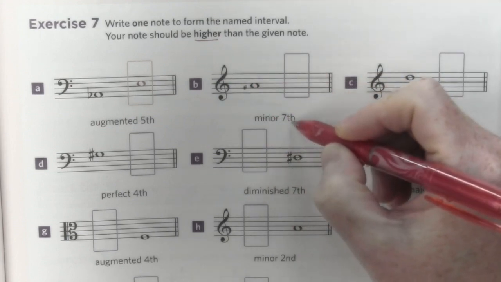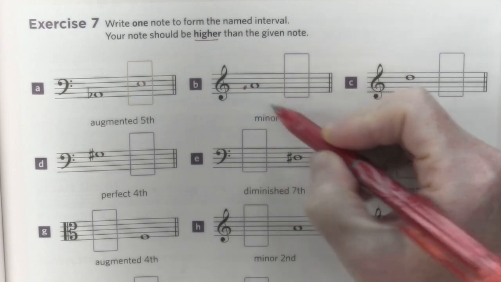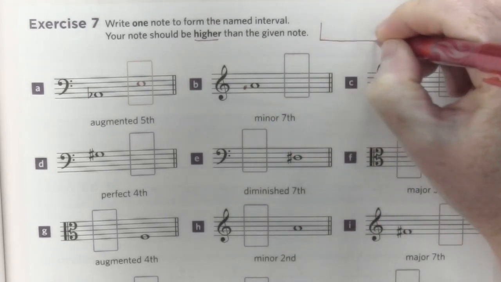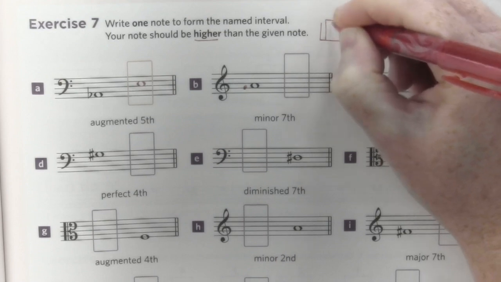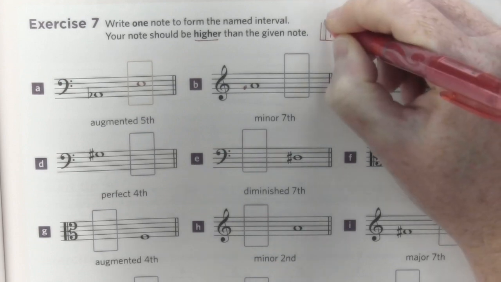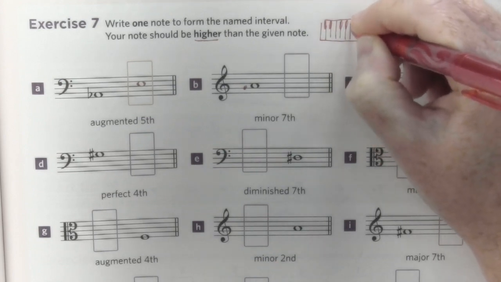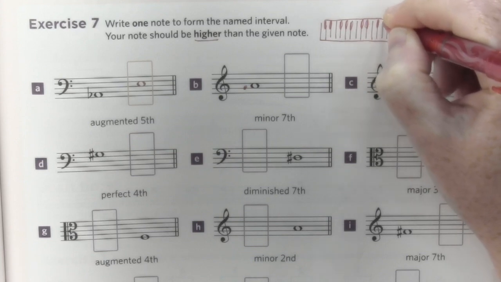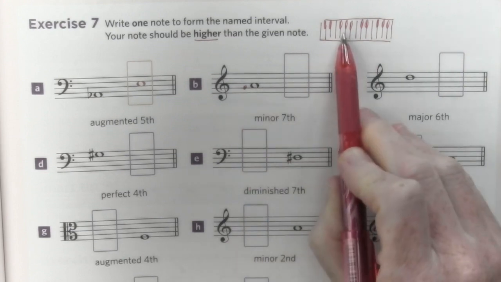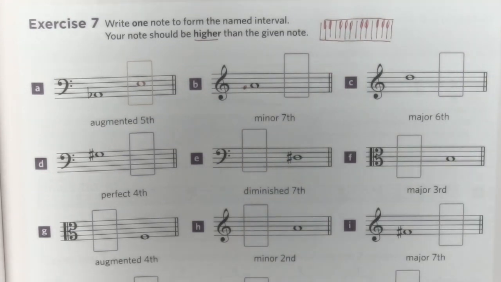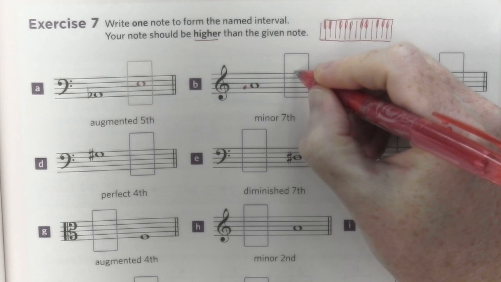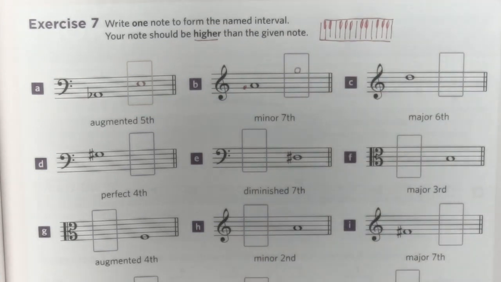To make a minor 7th, I flip over the interval and I must create a major second. A major second from La, keyboard again. This is a major second. Sol, La, 2 semitones. So, if I flip it over, it becomes a minor 7th.